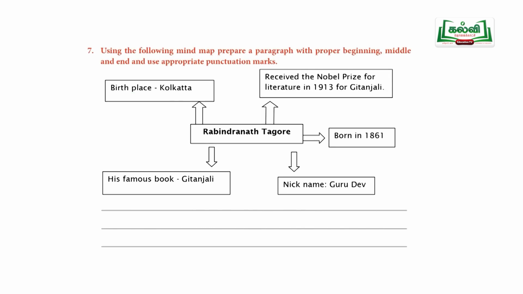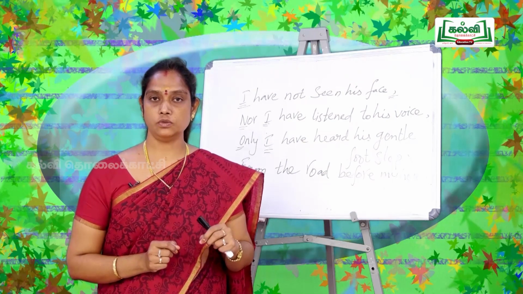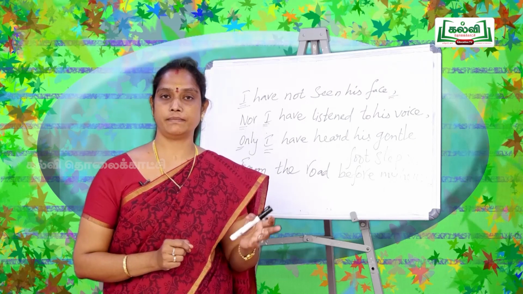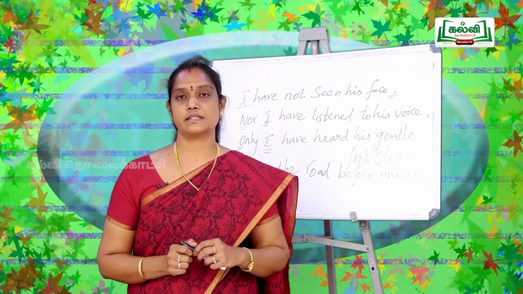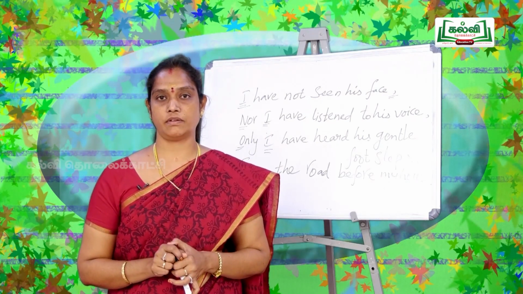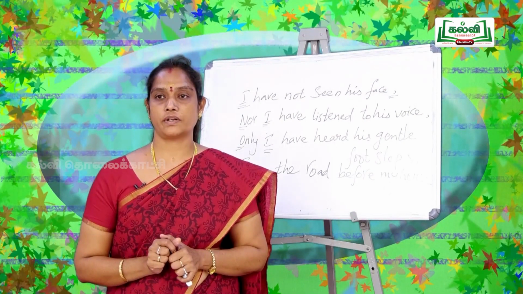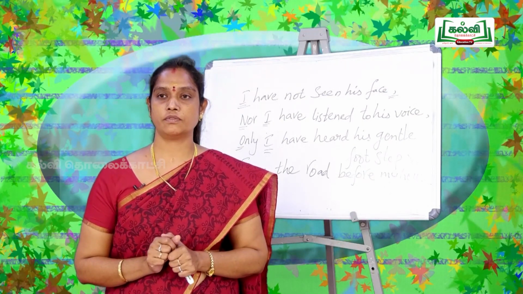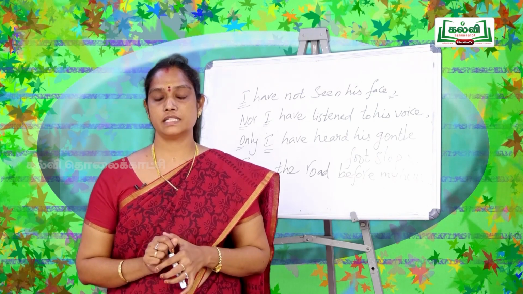Okay children. Next, the seventh question is given as a mind map. In the mind map, it has been explained about Rabindranath Tagore. So in this mind map also, you have to use some punctuations. So first we have to read the mind map. At the center of the mind map, it's given as Rabindranath Tagore. So Rabindranath Tagore is the main theme of the mind map. So first you have to write Rabindranath Tagore. What about him? He is born. His birth date is given.